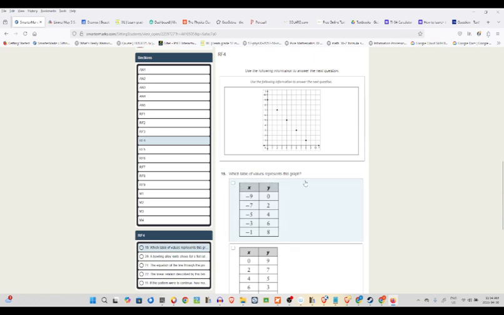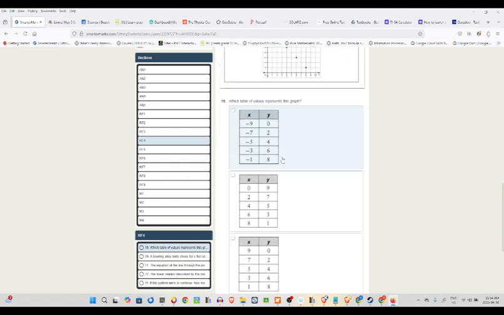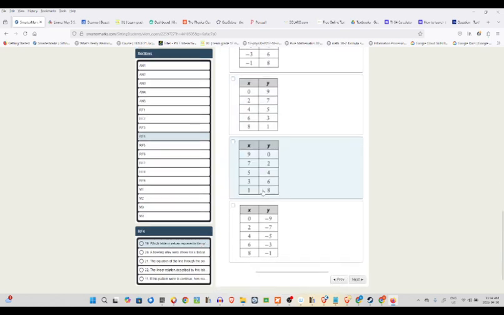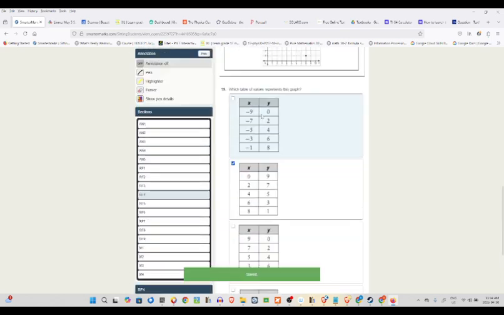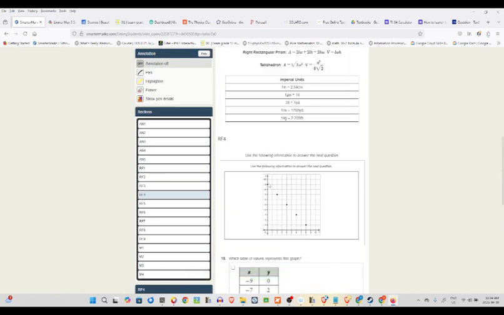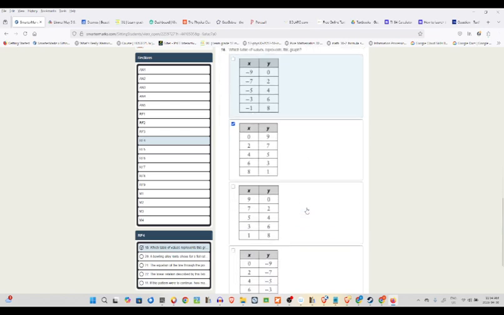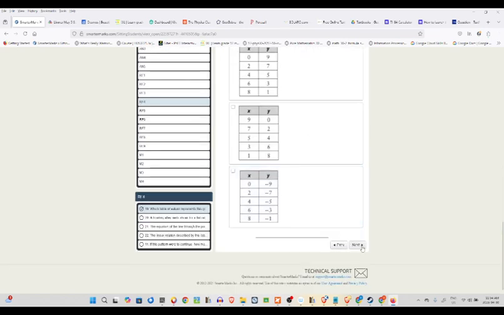Which of the table of values represents this graph? For starters, we know we have a point at 2, 7. So B has that point. Oh, and only B. We can go through and double check the rest if we want. Right, 0, 9, 4, 5. They'll all be there, but there's only one that has the point we randomly chose to begin with.